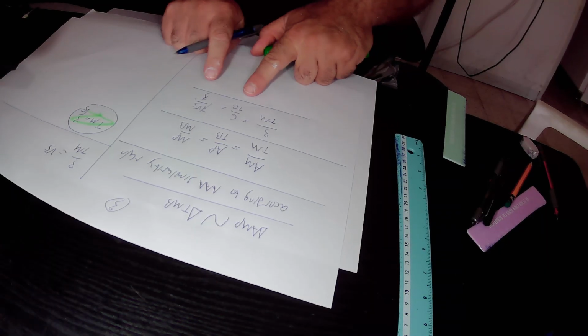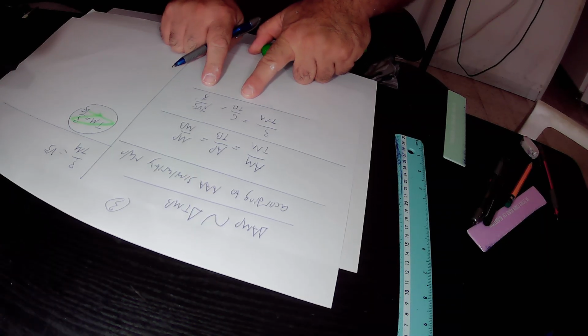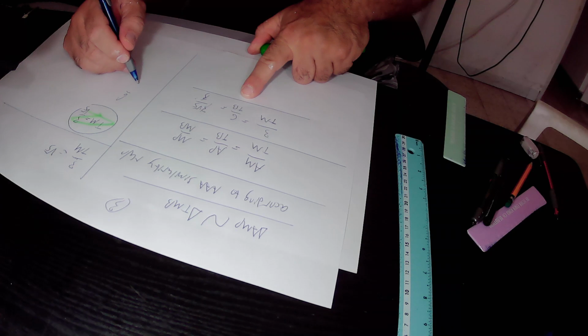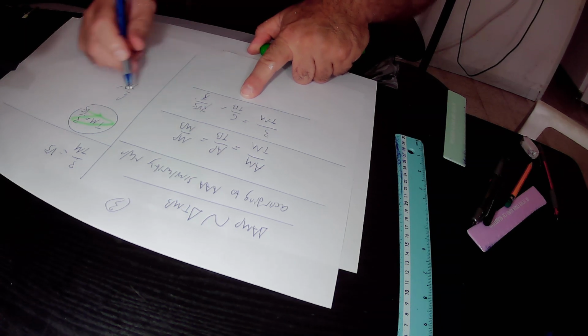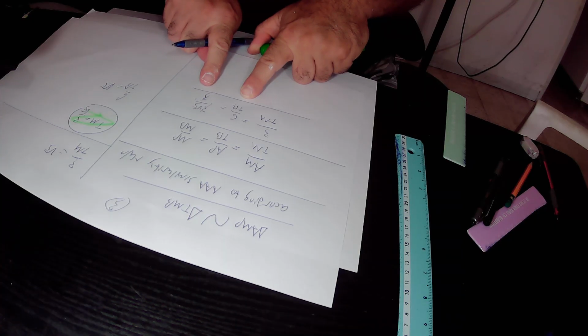From this long equation, those two expressions are equal to each other. That is to say, 6 over Tb equals the square root of 5.